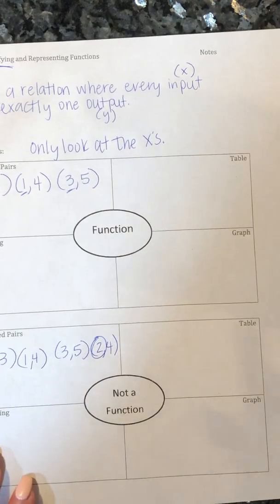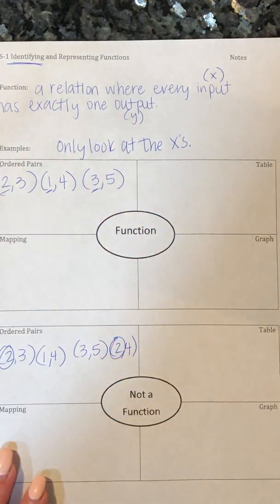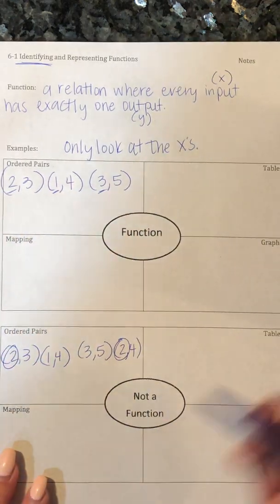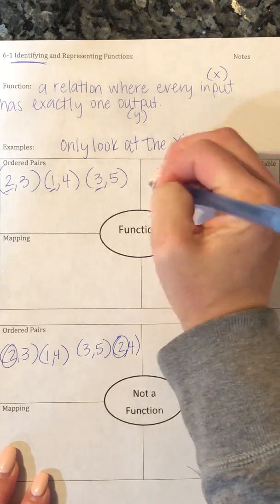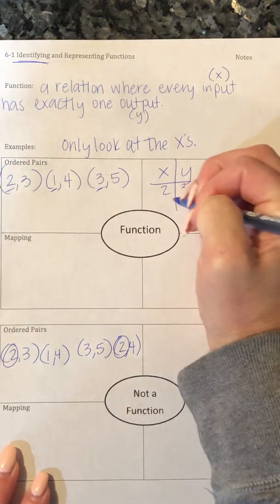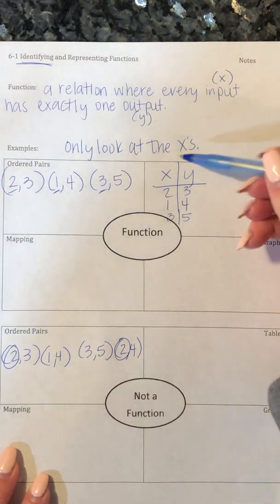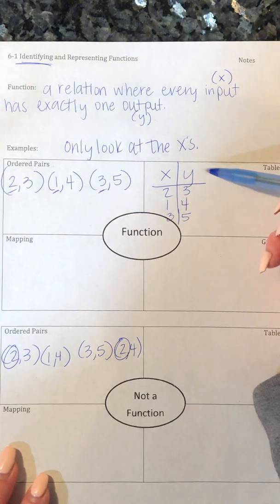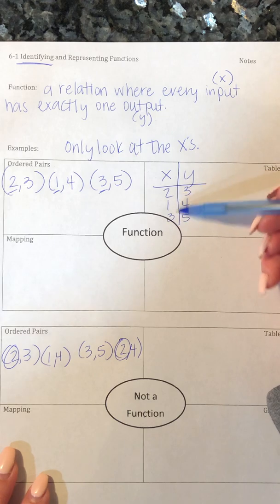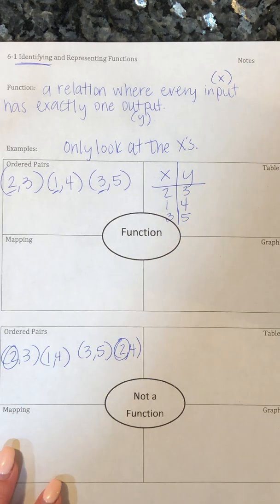Okay, same thing in a table. Remember that a table is just a bunch of ordered pairs. I could literally take these same numbers and put them in an XY table. I could have 2, 3, 1, 4, and 3, 5. And why is that a function? Because every input has only one output, meaning all the X's are different numbers and they don't repeat themselves.